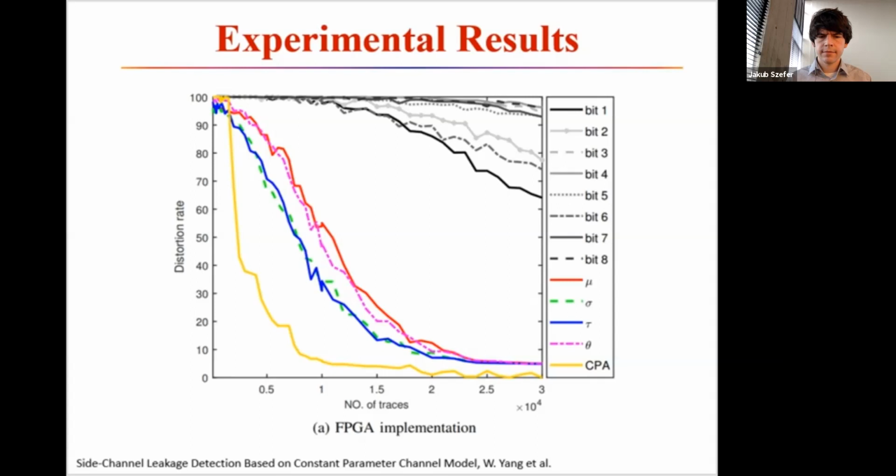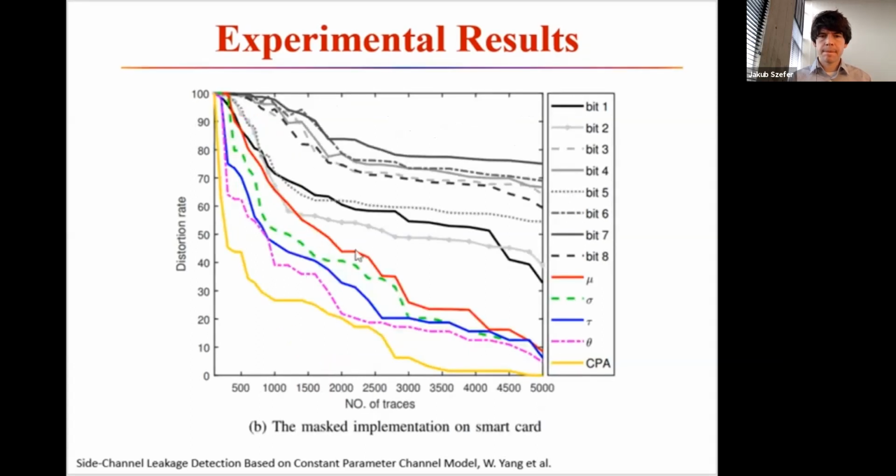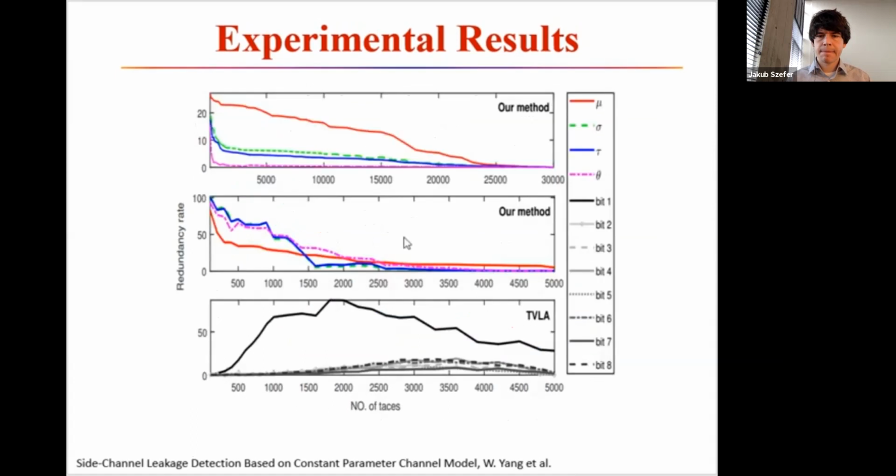This figure shows the detection results for the FPGA implementation. And this figure shows the detection results for the masked version. This figure describes the redundancy weights from the above mentioned figure. The proposed method performs more stably and effectively than the TVLA method.